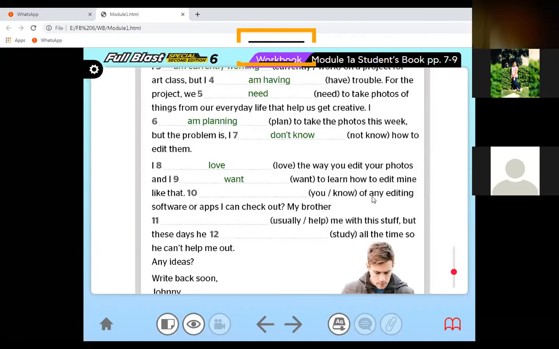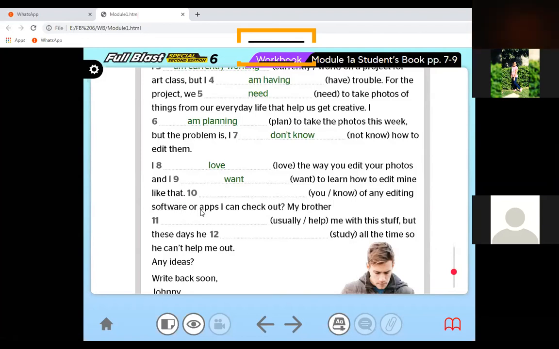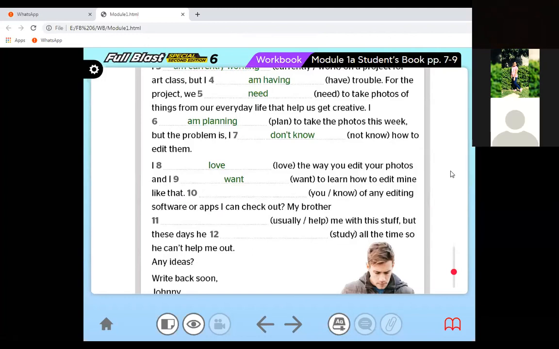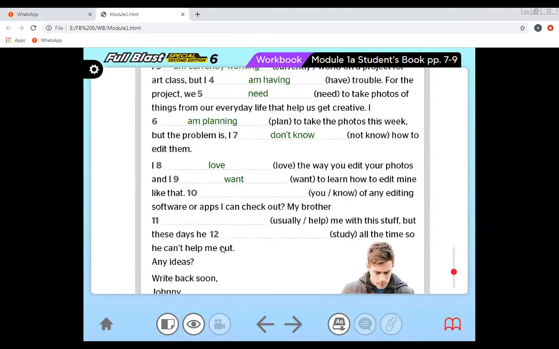It's a question. You know of any editing software or apps I can check out? Who knows the answer? Yes, Ala. Do you know? Excellent. It will be: do you know? Excellent. Perfect. Well done. Number 11.